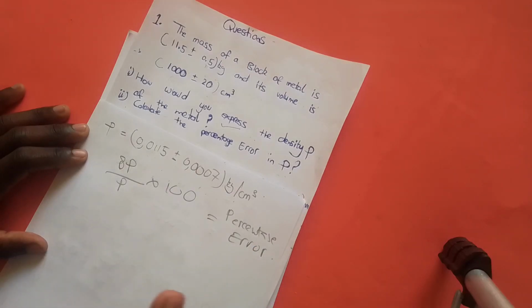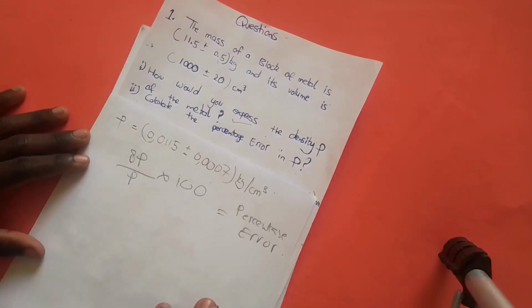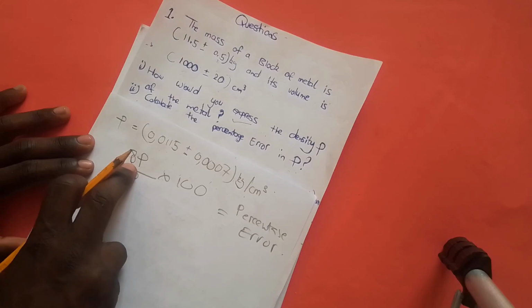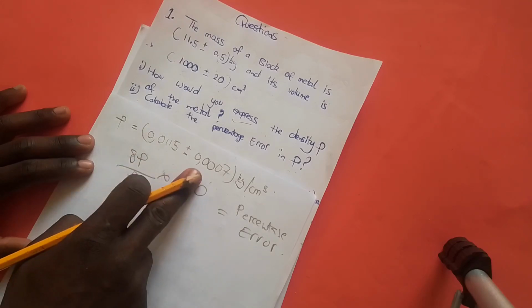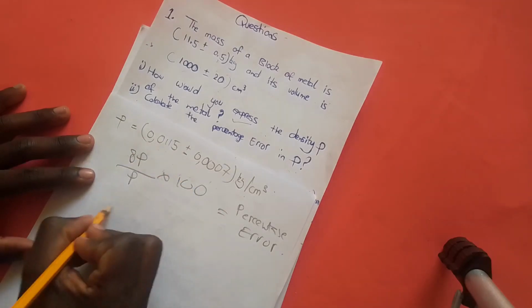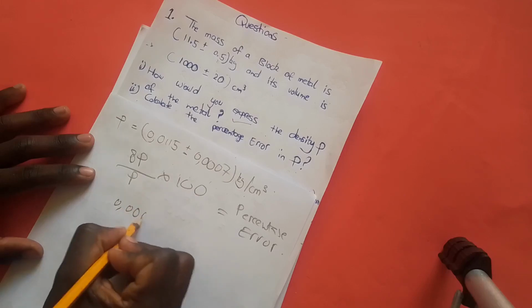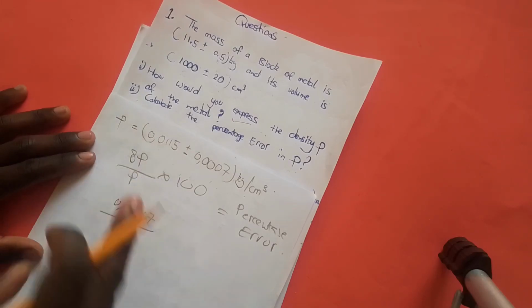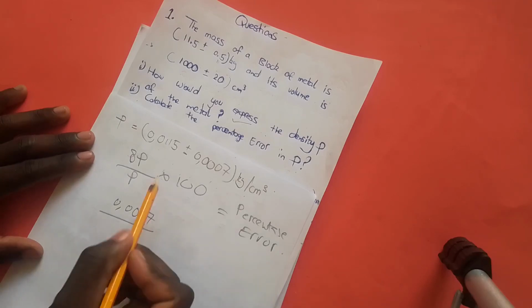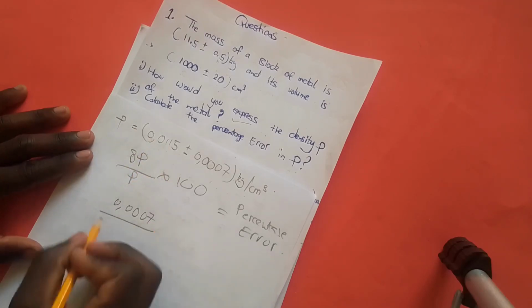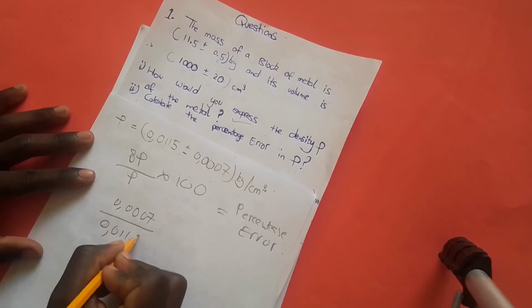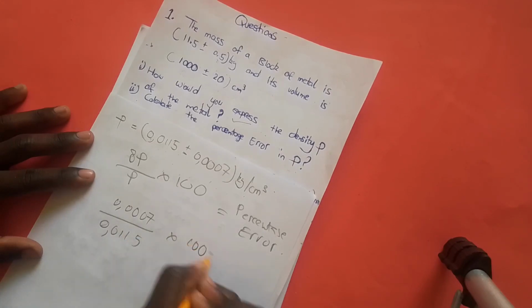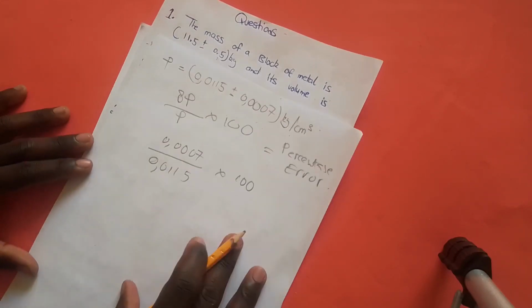So that's the formula, right? So what is the absolute error in rho? The absolute error in rho is 0.0007, right? So 0.0007 over rho. What is rho? Rho means the density. So rho is 0.0115. So 0.0007 over 0.0115 times 100 is the percentage error.